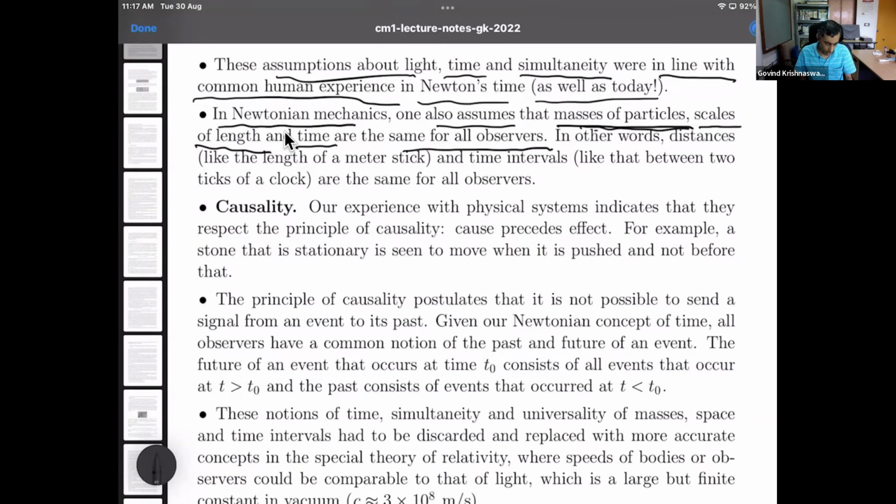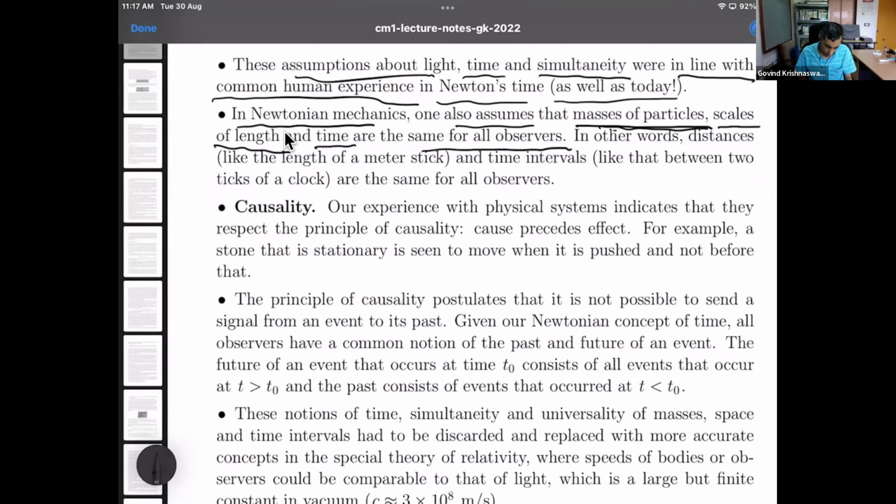Okay, and if I say that this pencil is 10 centimeters long, you will also agree with me about its length. And that if I say that between two ticks of my clock, a time of 1 second has elapsed, you will also agree with that. So one assumes that the masses of particles, scales of length and time are the same for all observers.